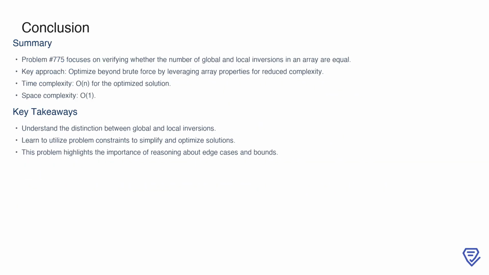That wraps up our discussion on problem number 775, global and local inversions. We explored the problem, broke it down, and identified efficient strategies to solve it. Remember to focus on the constraints and properties of the problem to craft optimized solutions.